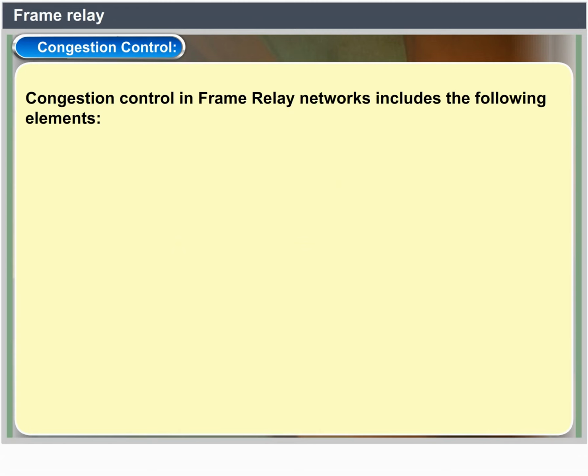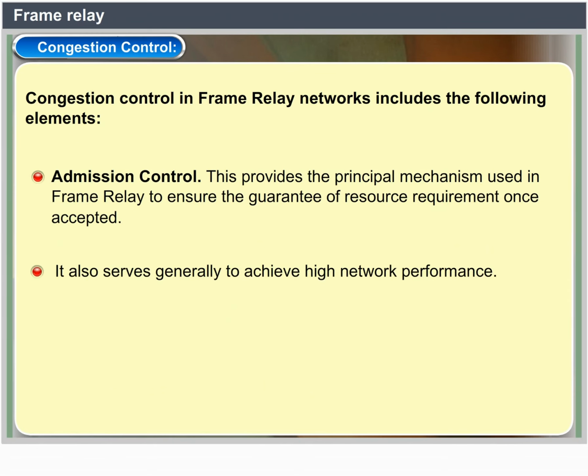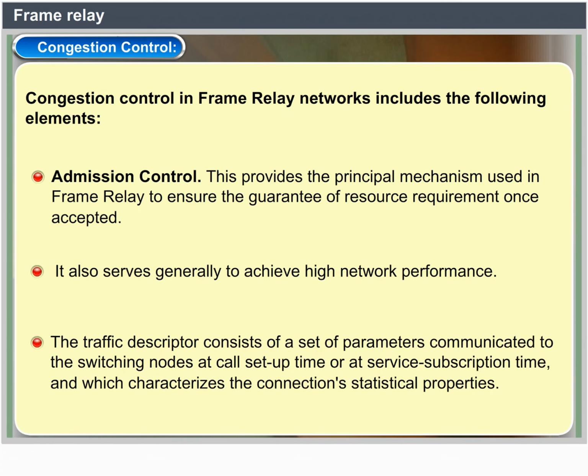Admission control. This provides the principal mechanism used in Frame Relay to ensure the guarantee of resource requirement once accepted. It also serves generally to achieve high network performance. The traffic descriptor consists of a set of parameters communicated to the switching nodes at call setup time or at service subscription time, and which characterizes the connection's statistical properties.